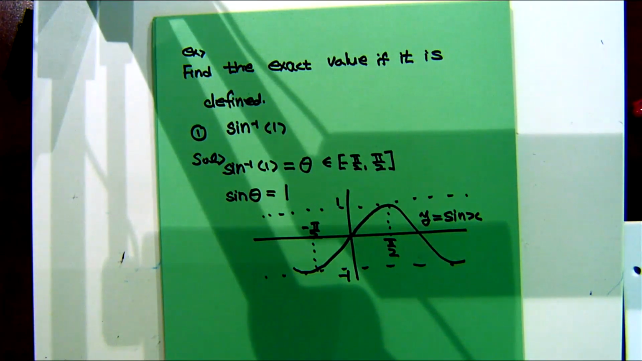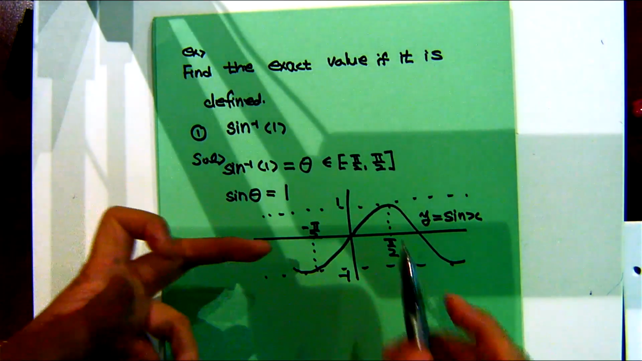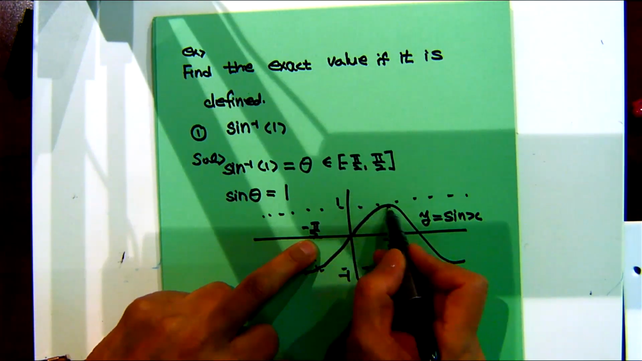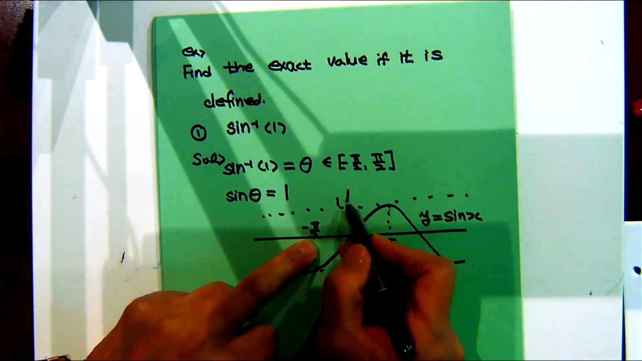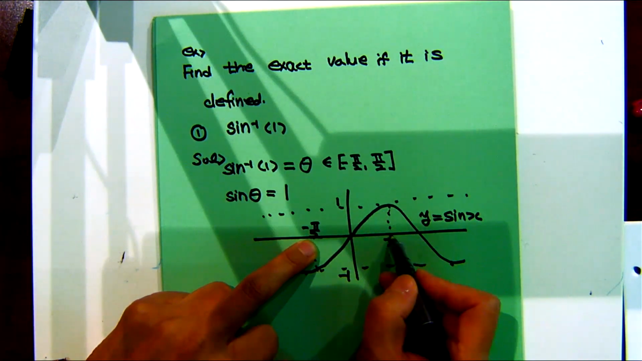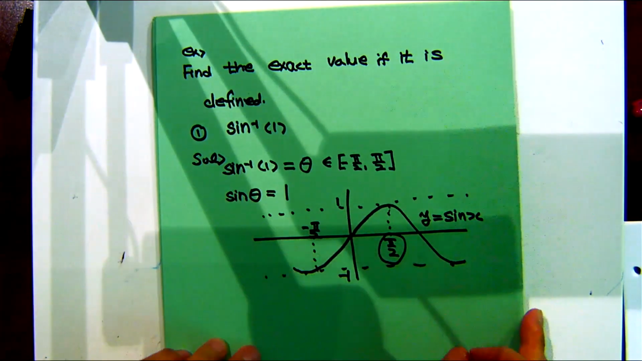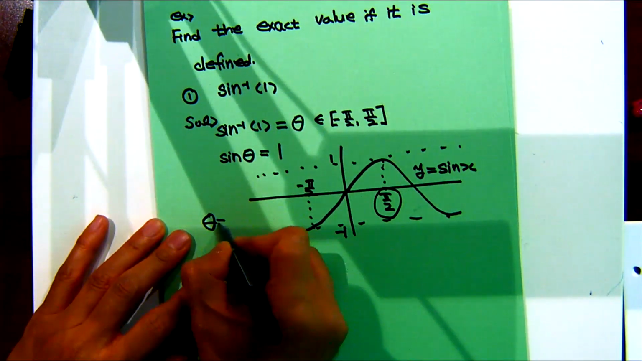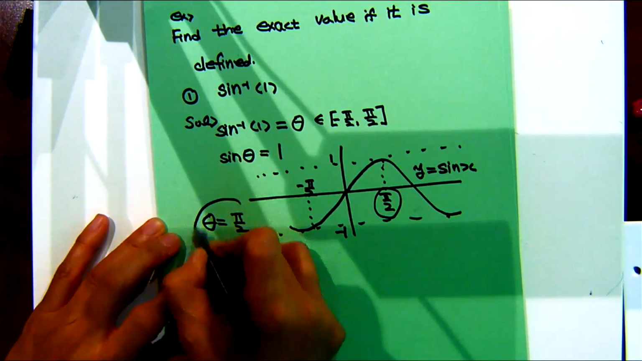And we are looking for the angle between negative pi over 2 to pi over 2. And we have to go down like this, right? So this is pi over 2. Therefore, we can say that theta equals pi over 2.